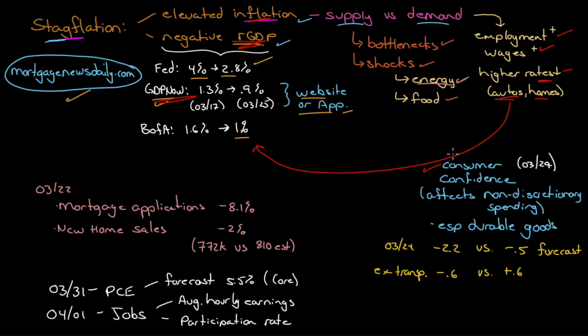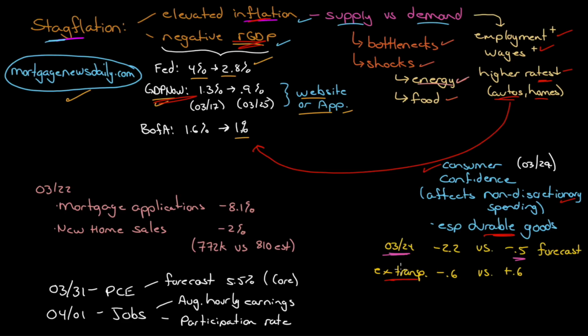Got to watch consumer confidence, because consumer confidence will affect non-discretionary spending. The more confident you feel in the economy, the more willing you are to go out and buy big ticket items or durable goods, because typically the average household would finance a portion of that. So non-discretionary spending gets affected, especially durable goods. And we saw this week, on March 24th, durable goods came in at negative 2.2% versus an estimate of negative 0.5%. Well, that's what consumer confidence will do.